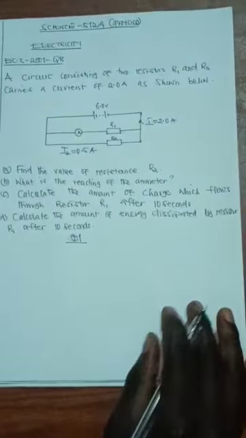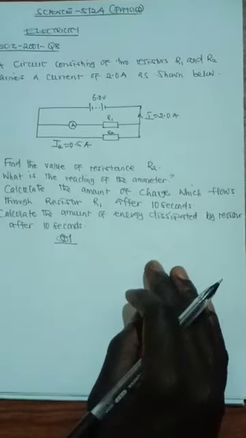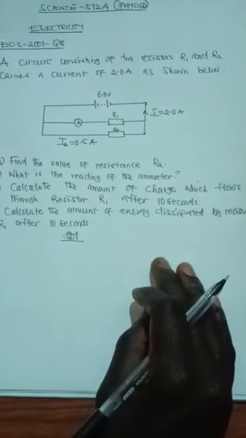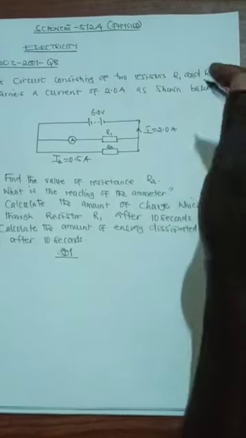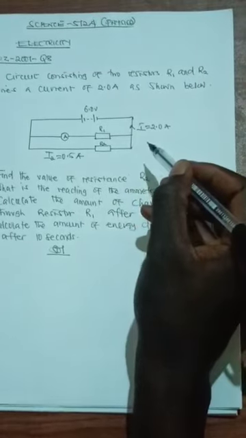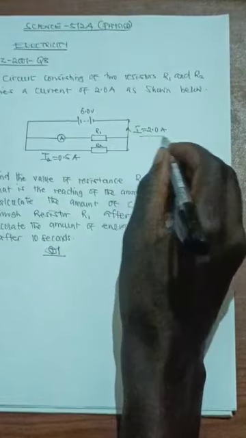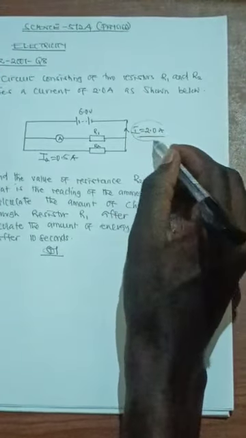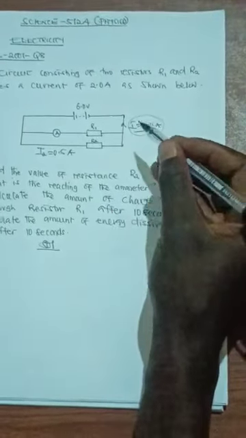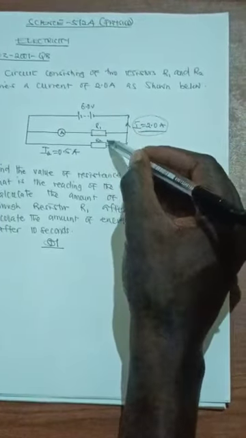We now look at question 8, which is extracted from 2001 for the sake of revision. A circuit consisting of two resistors, R1 and R2, carries a current of 2.0 amps, as shown below. So this is the current. This current, which is here, is the sum of the current flowing in R1 and R2.